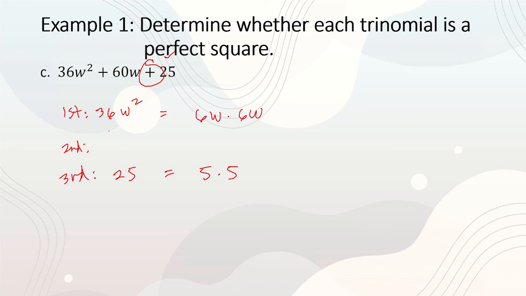How about the second term? The second term must be the product of 2 times the square root of 36w squared, which is 6w, times the square root of the third term, which is 5. So 2 times 6 times 5, 2 times 6 is 12, 12 times 5 is 60. Then you still have the w, so 60w, in which the second term is 60w. So therefore, it is factorable by PST.